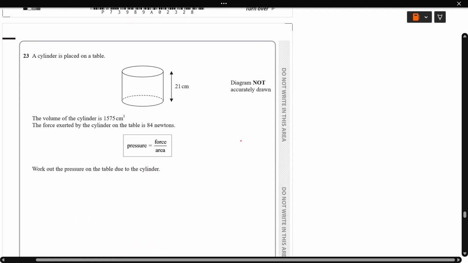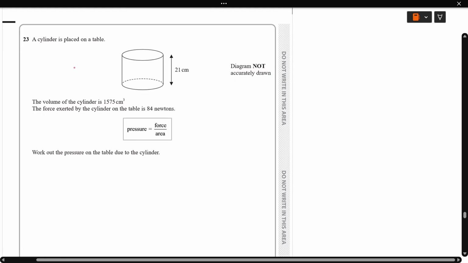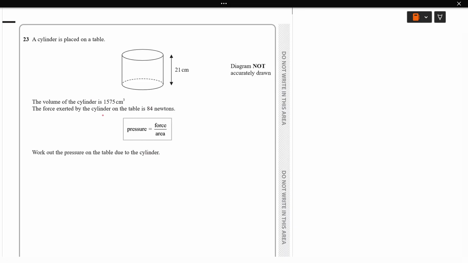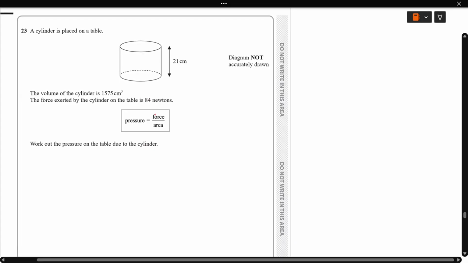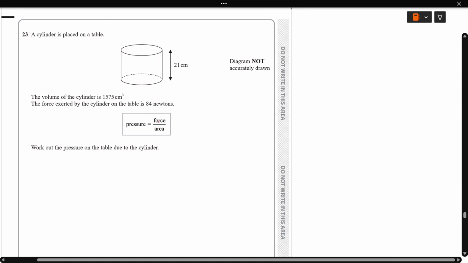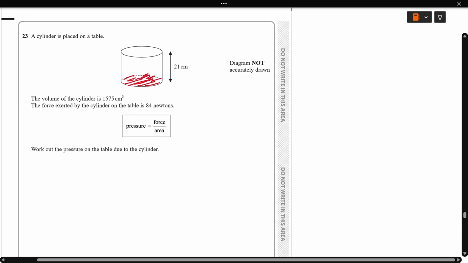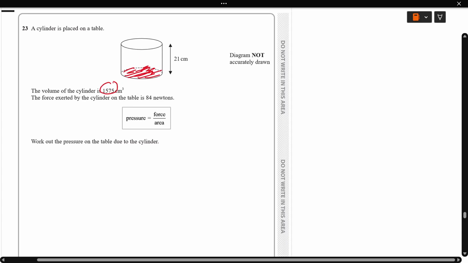Okay, next question 23. A cylinder is placed on a table. The volume of the cylinder is 1575 centimeter cube. The force exerted by the cylinder on the table is 84 newtons. The force is given, so we need to find the area. The pressure acts only on the area below, so we'll find this area. For that we need to find r.